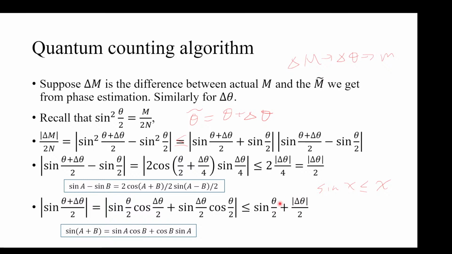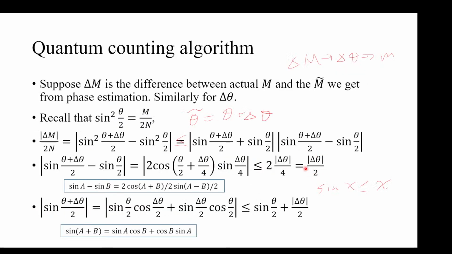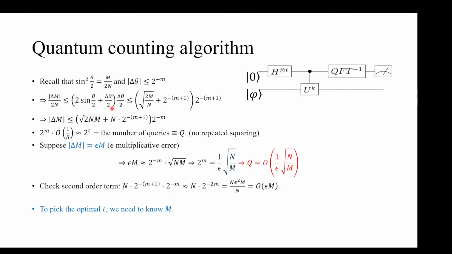So twice sine theta over 2 plus delta theta over 2, and the second term we bounded by delta theta over 2. Then finally we can make everything into what we want. Oh, we are missing a whole bunch of absolute values here. Every delta theta should be inside an absolute value. Then we just change every term to m and n.